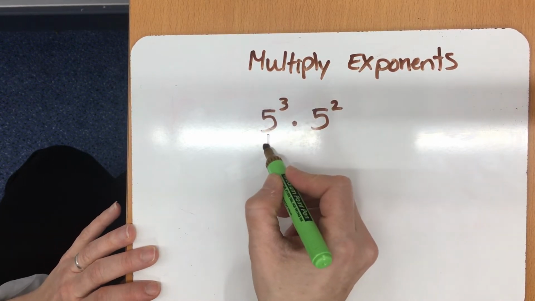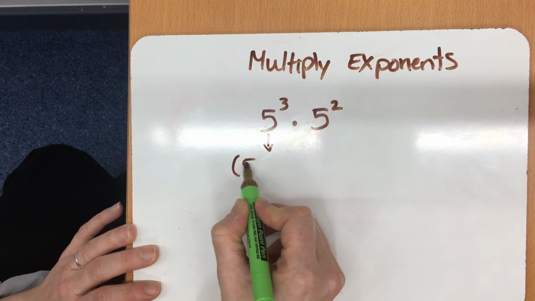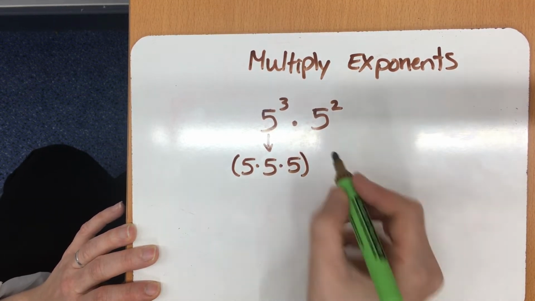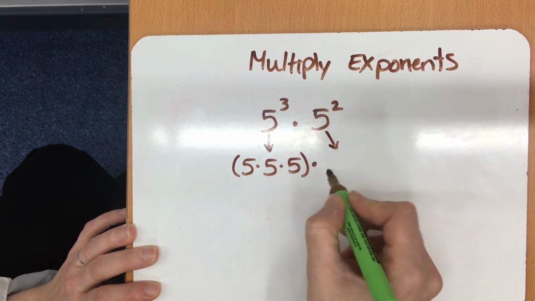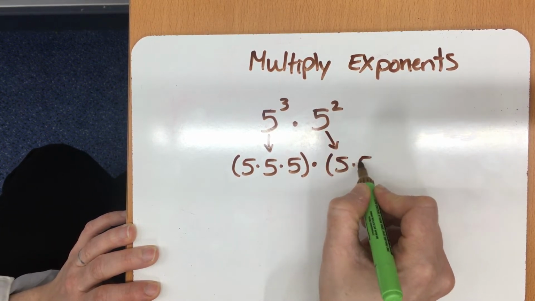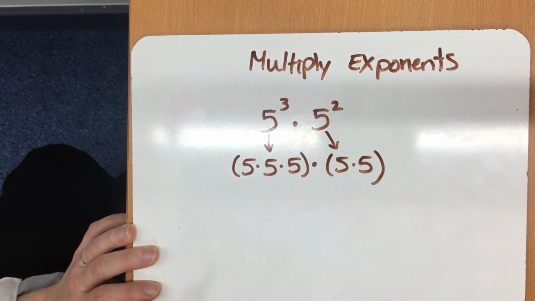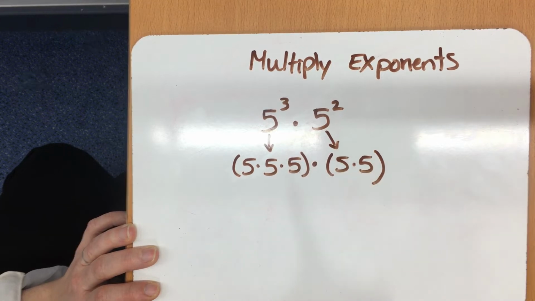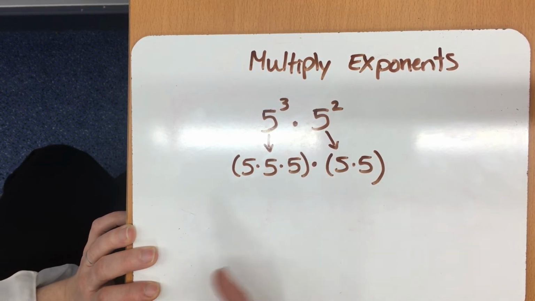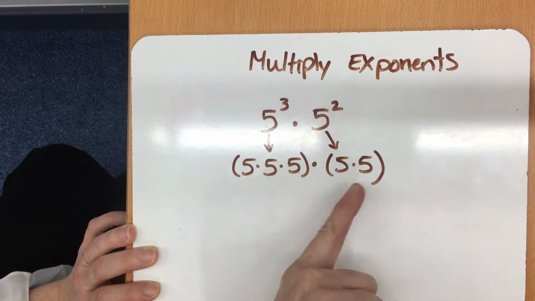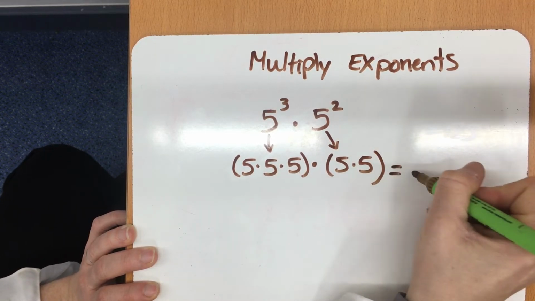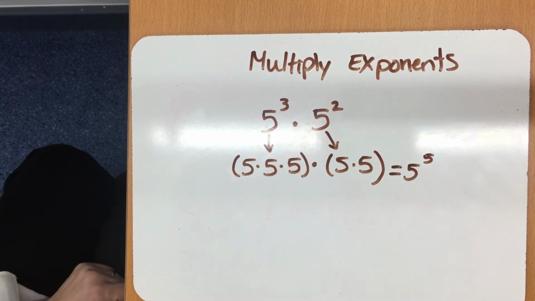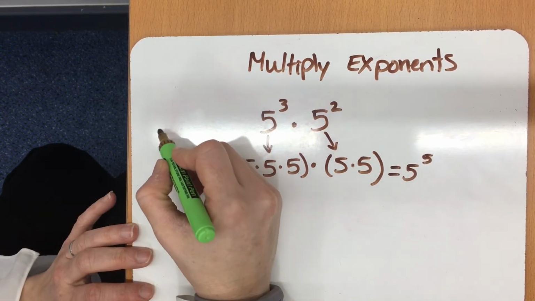So 5 to the third power, what that means in expanded form is that I have 5 times 5 times 5. And I'm multiplying this by 5 to the second power, which means 5 times 5. This is expanded form. If you look at what we have here, we actually just have 1, 2, 3, 4, 5 fives all multiplied times each other. It doesn't actually matter that 3 of them are here and 2 of them are here. And so really all of this simplifies to be 5 to the 5th power. So that's my first example.